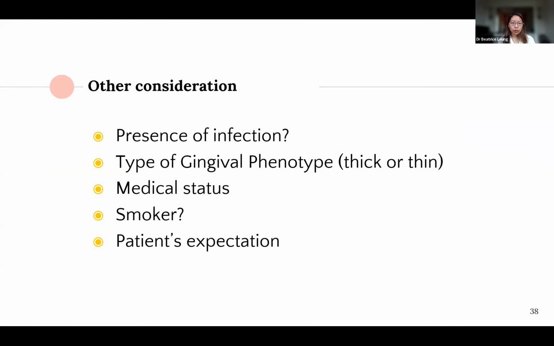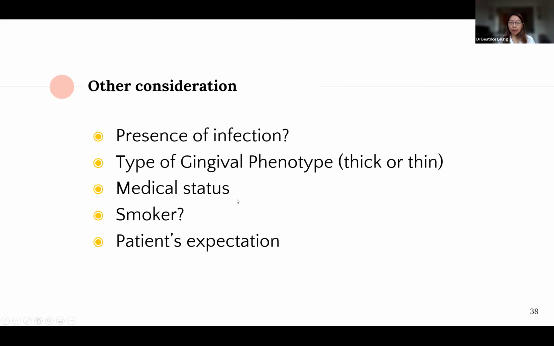Okay, what kind of patient factors are we considering? Does the site have an existing infection? What type of soft tissue? We talk about gingival phenotype. There's thick and thin. So thin gingival biotype tends to be more likely to have recession. Thick gingival biotype tends to be more resistant to recession. So usually I like to look at a thick gingival biotype.